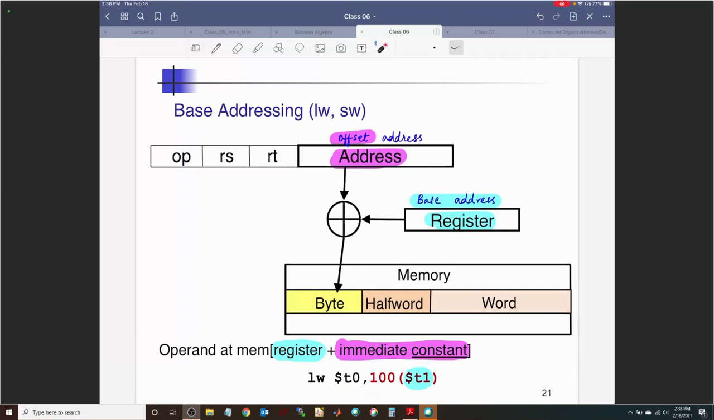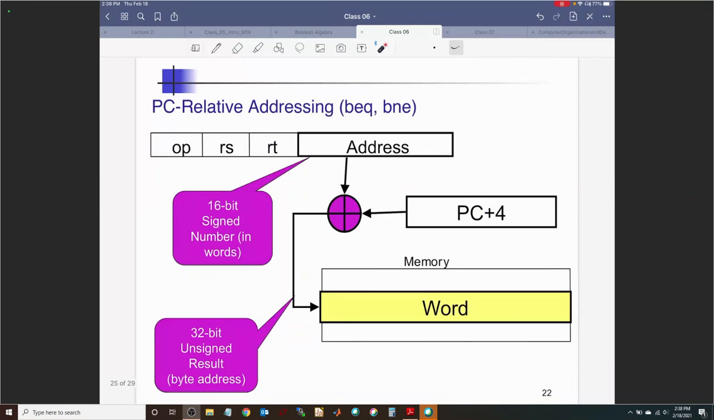All right, so that's where our operand is. That's what we are loading. The operand is in the memory, and we are essentially providing the address to that memory location using two things. One is the register, and one is the immediate constant. The register is giving us the base address, which is part of the register file, and then the immediate constant is your 16-bit address here.